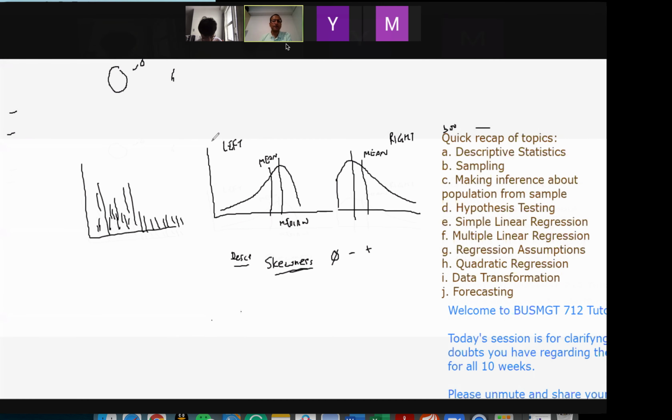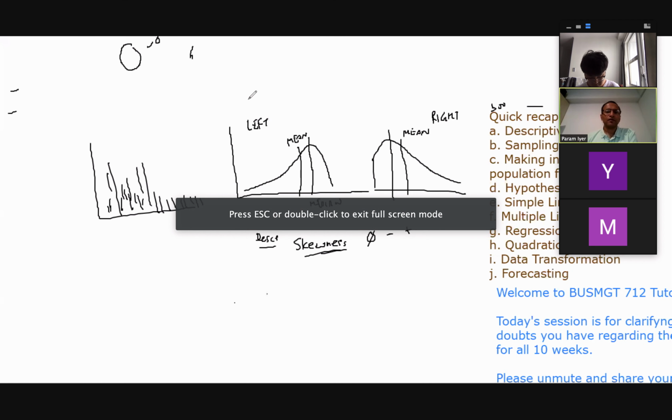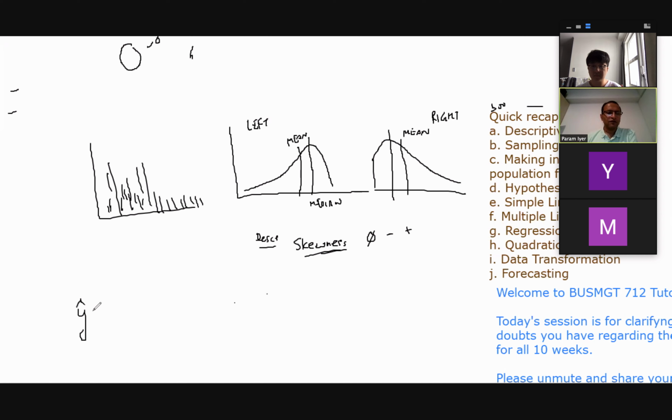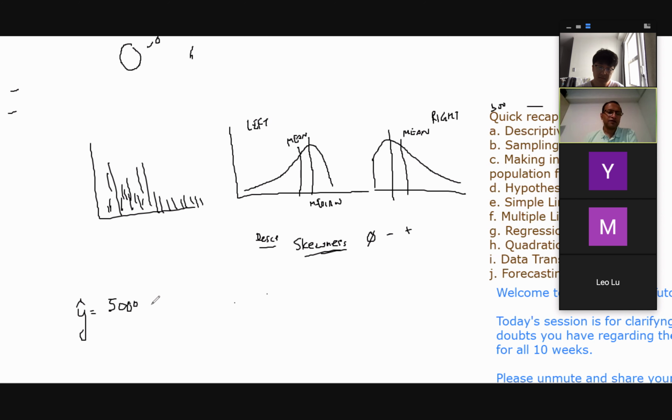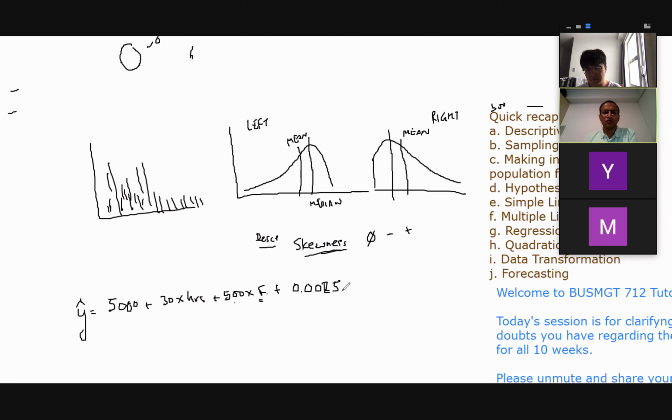So let's say we end up with an equation that looks like this. You have y hat, and let's say we're trying to predict sales. So we're saying it's 5,000 plus 30 times the number of hours worked, plus 500 times whether it's a female. Let's say this is a binary variable. And let's say I have a number like this: 0.0025 times whether the person wears a ring or not.